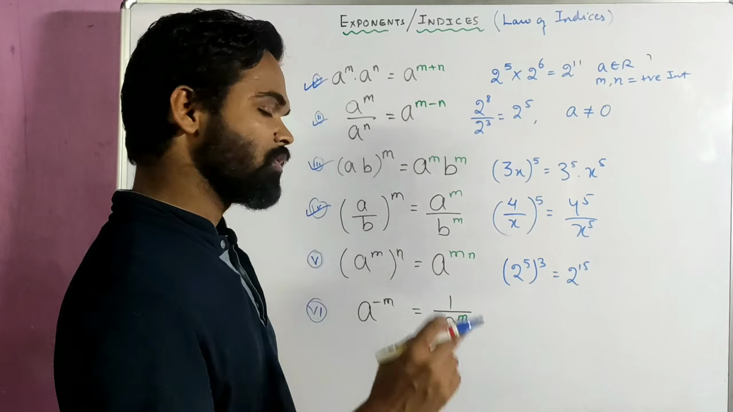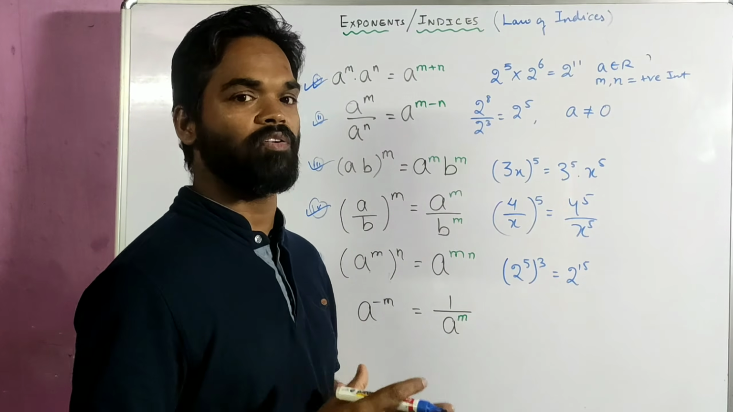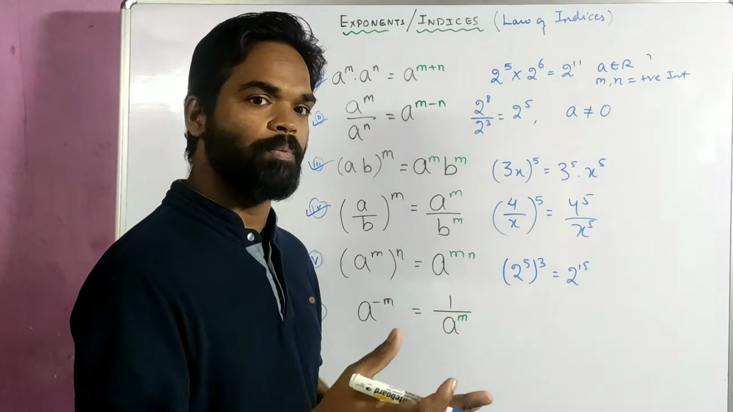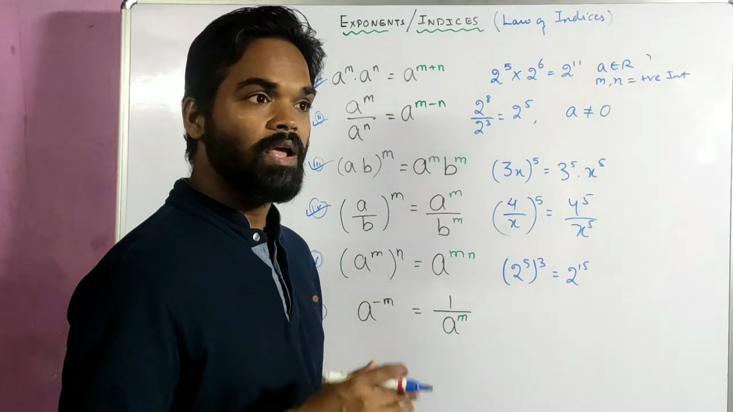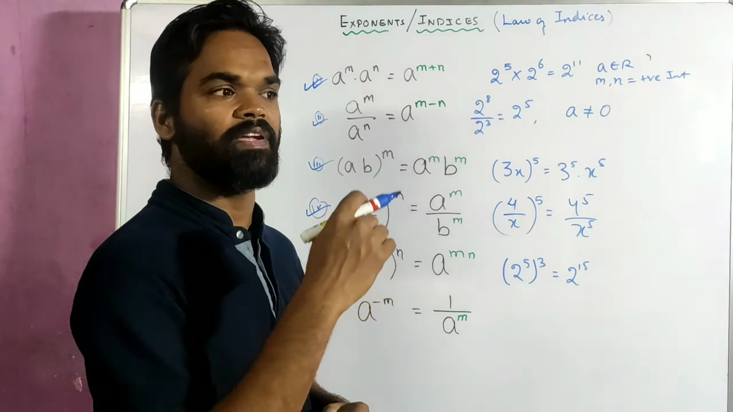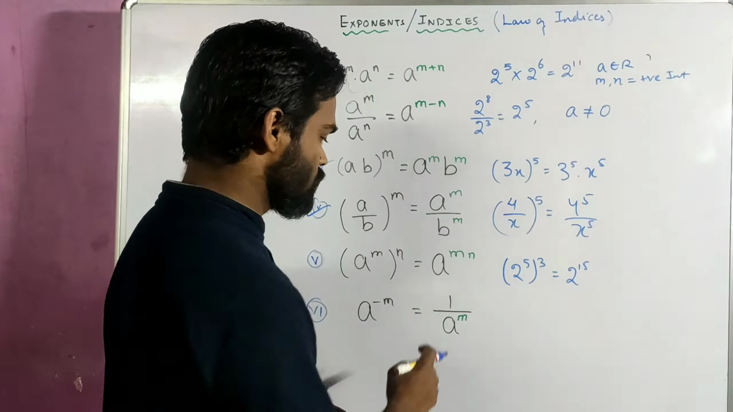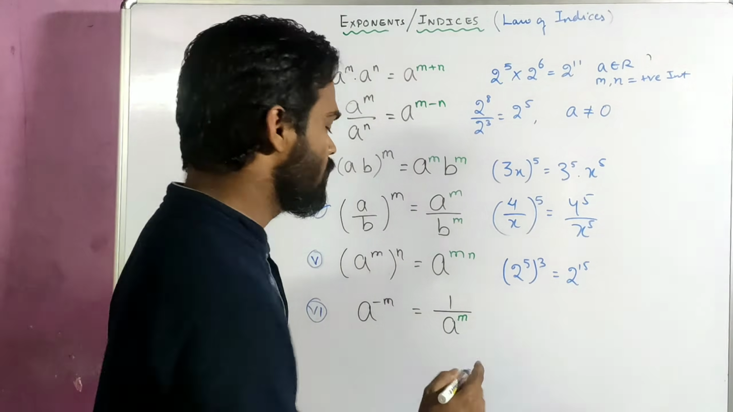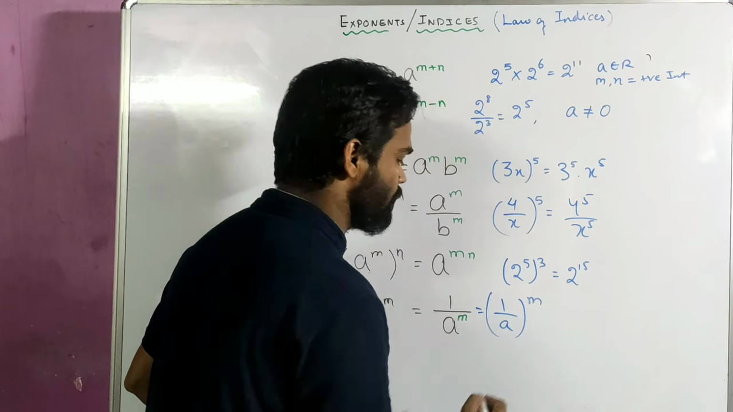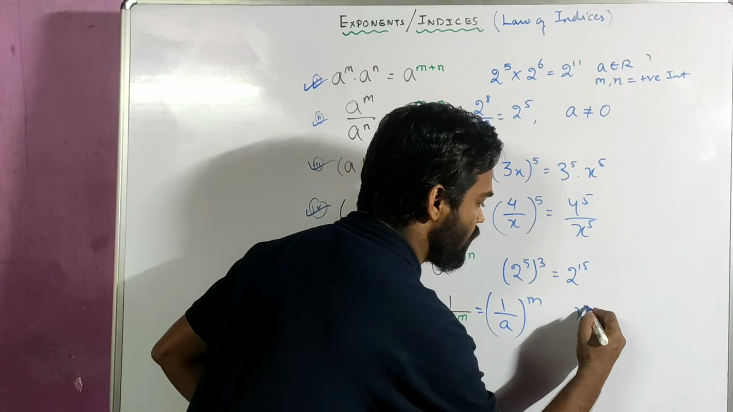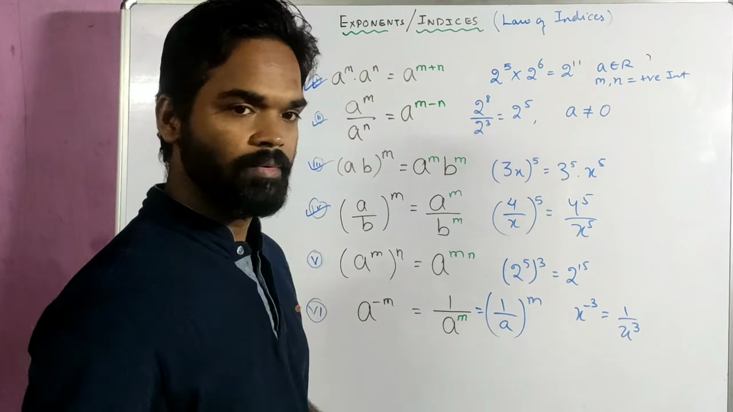This one, suppose you have a to the power minus m. Now, as I told you, exponent cannot be negative. So how to make it positive? a to the minus m is nothing but the multiplicative inverse of a raised to the power m. So it becomes 1 by a to the power m. For example, if you have x to the power minus 3, this will become 1 by x cube.